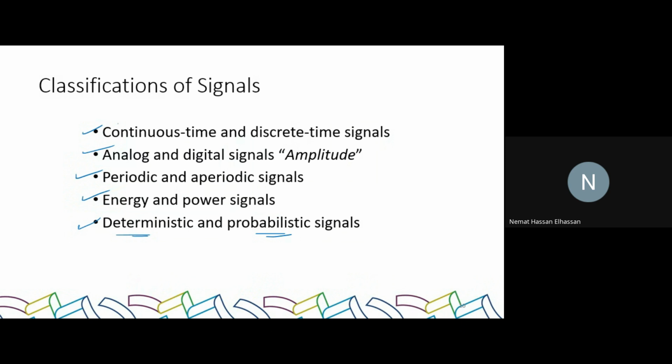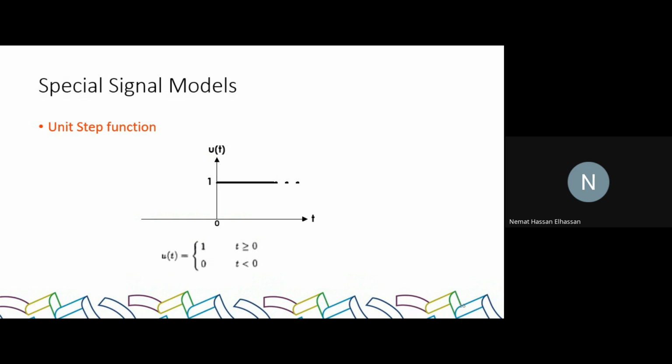Now with that, let us move to special signals. As we study this module onward, you will notice that we use specific signals, and we call these common signals. I'm going to briefly explain to you common different types of signals, and we'll move on. The first type of signal is the unit step function. As its name indicates, it's a unit, which means its amplitude is 1. It's a step, so it looks like a stair step.